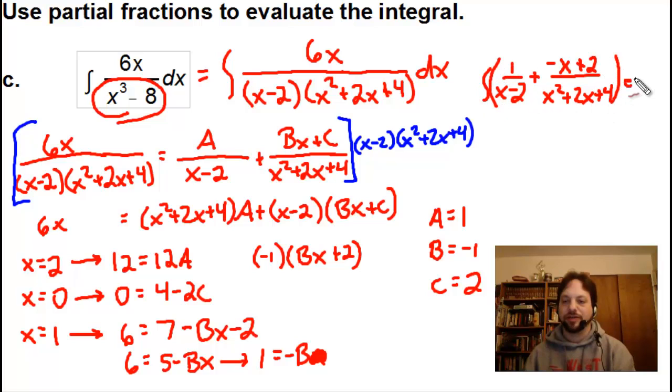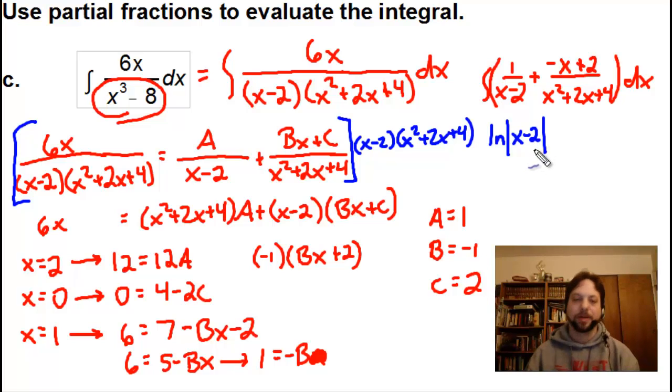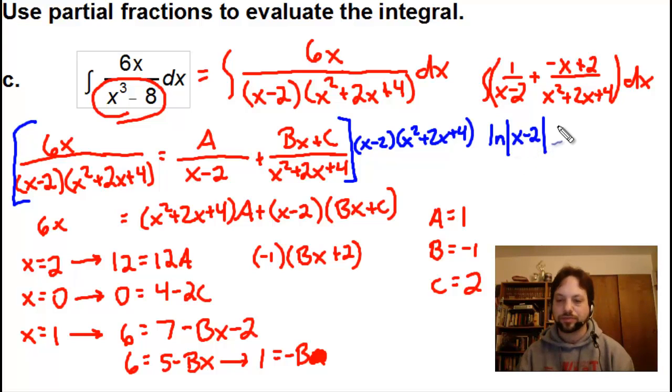Now, this isn't a very easy integral to work out, and I'll leave it to you to work it out. Of course, this first part is easy enough. That's simply going to be the natural log of x minus 2. But I'll leave it as an exercise for you to verify that, in fact, the rest of this is going to be minus 1/2 the natural log of our quadratic denominator.